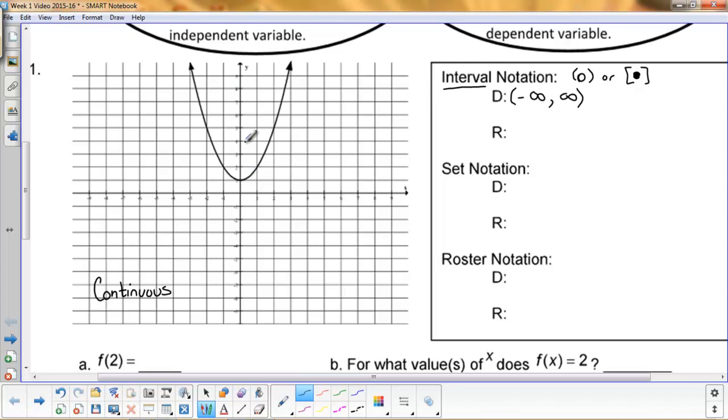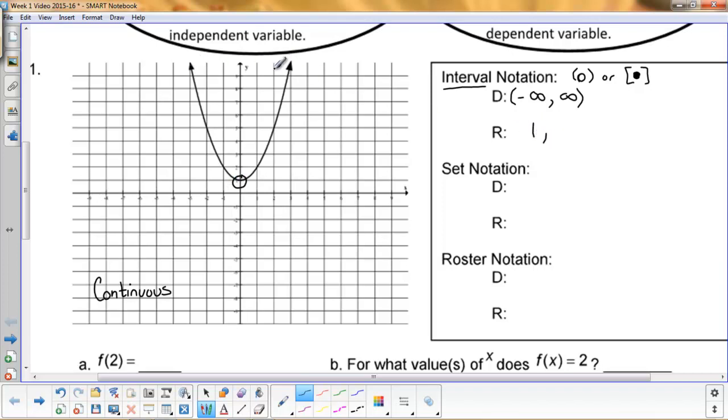Now notice this is on the y-axis, but if the graph was situated over here, I would do the exact same thing and find the corresponding y value. Remember, range is y values. Now, it starts at the number 1. And it continues up and up and up.